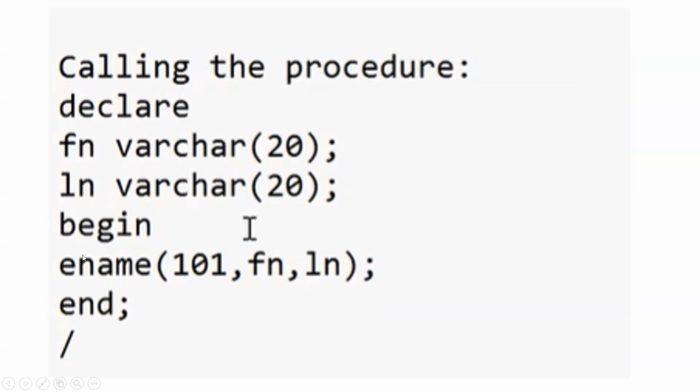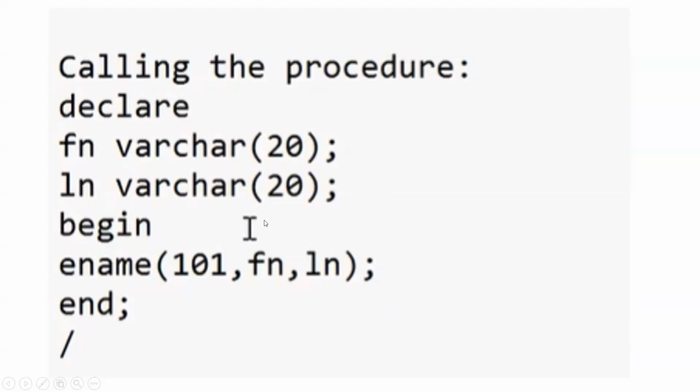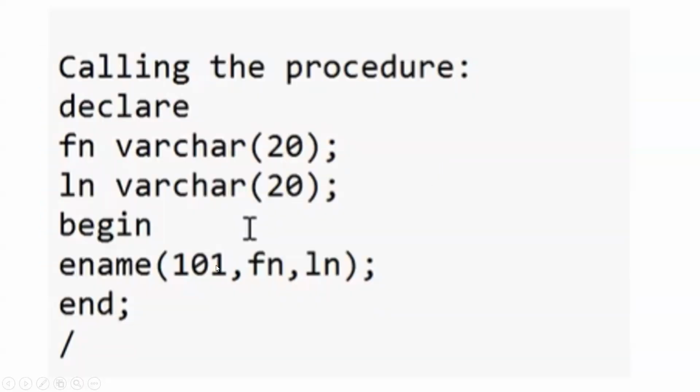Now in the execution part, BEGIN, we are calling this procedure ename. With ename, what are the things it has? Number, first name, last name. Here we give the particular number, whose employee's name should be concatenated. Then the first name and the last name, end. This is calling the procedure; using the procedure name, we have called the procedure here.